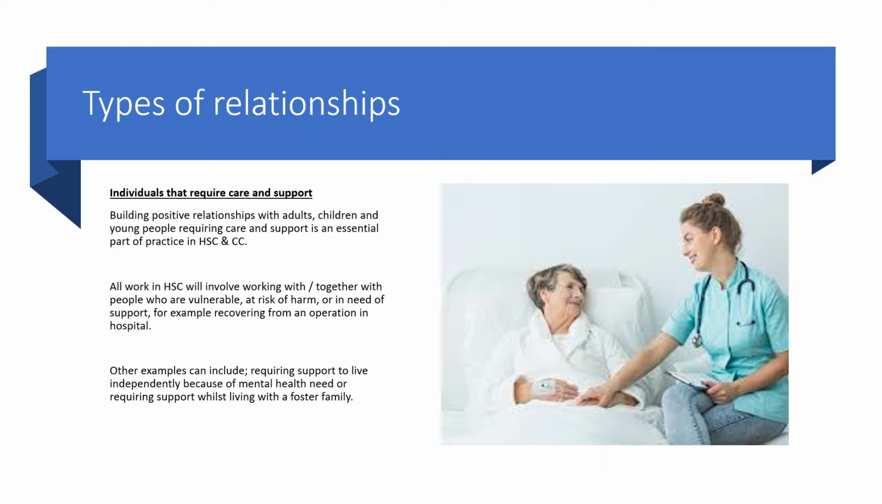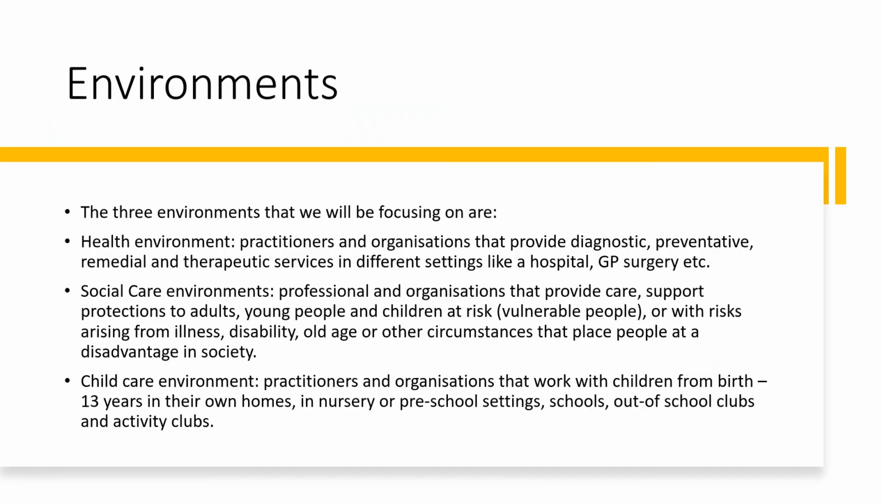All work in health and social care will involve working with or together with people who are vulnerable, at risk of harm or in need of support. For example, recovering from a hip operation in hospital. Other examples can include requiring support to live independently because of mental health needs, or requiring support whilst living with a foster family. For the purpose of this assignment, we'll be focusing on 3 main environments.